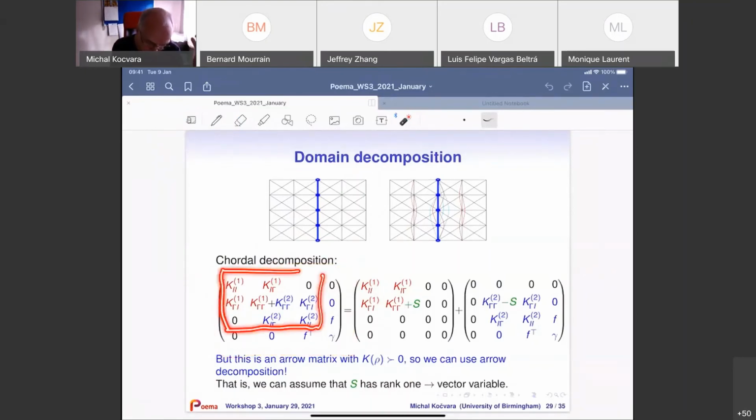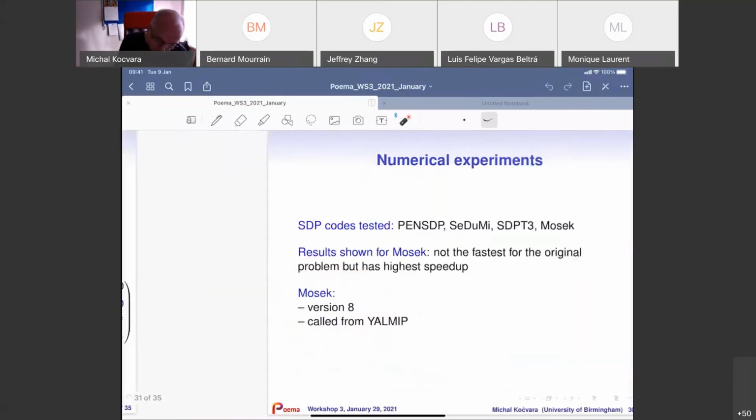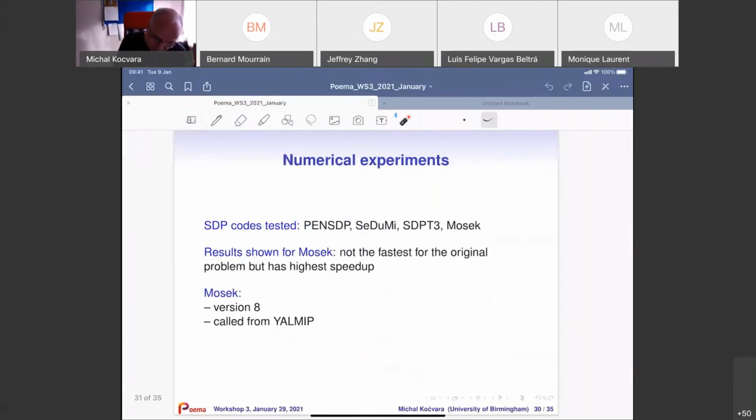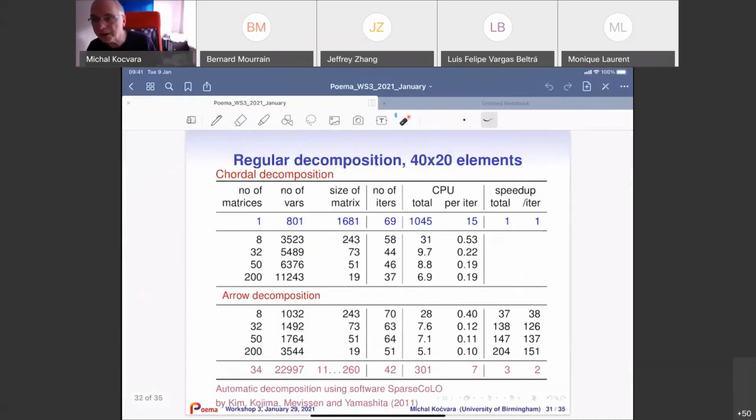From finite element theory, that matrix is always positive semi-definite, but for this application it's positive definite. And we have this additional row and column, which have the right non-zero structure. So we can use both decompositions, the Horler decomposition or the arrow decomposition. How do they compare? Now we have LMIs, we solve them by MOSEK.